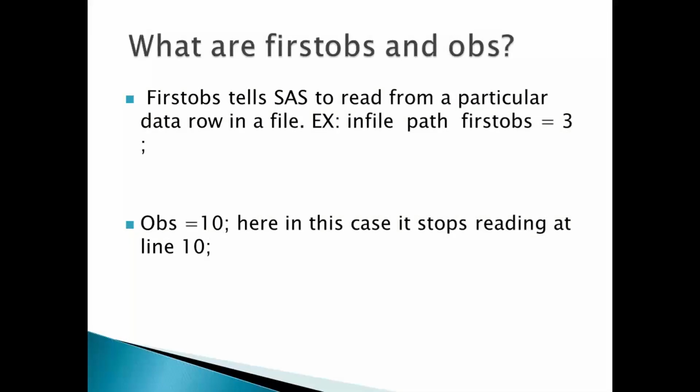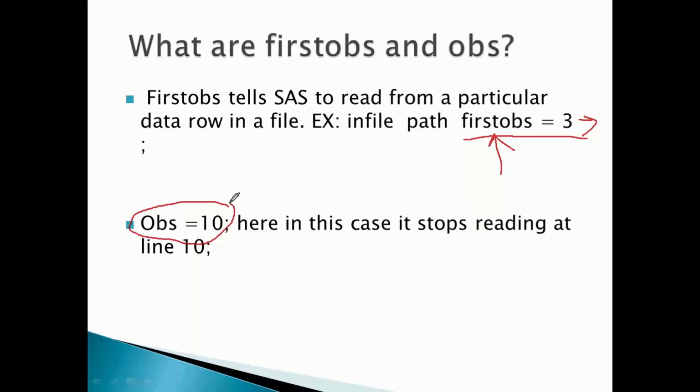And next one, we have another option called FIRSTOBS. If you remember, even in the same example yesterday, we had something called the first observation. That is, SAS will start reading the data from the row number that you specify. For example, if I mention FIRSTOBS equals 3, it starts reading the data from the third row. So whatever row number you specify, from that row it will read the data. We have this option called FIRSTOBS.